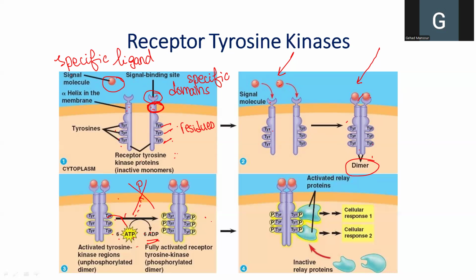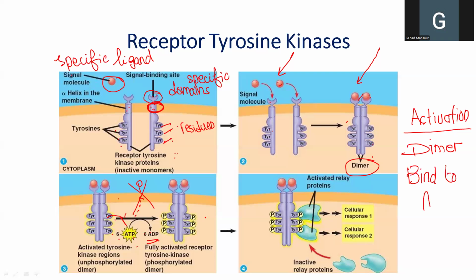So the first step in activation of the receptor is the joining of the two halves together and the formation of the dimer. The second step is the binding with ATP and hydrolysis of ATP into ADP. And the third step for full activation is the phosphorylation of tyrosine. So here we have three steps of activation of the enzyme. First is the formation of the dimer. The second step is binding to ATP. And the third step is to phosphorylate the tyrosine residues.